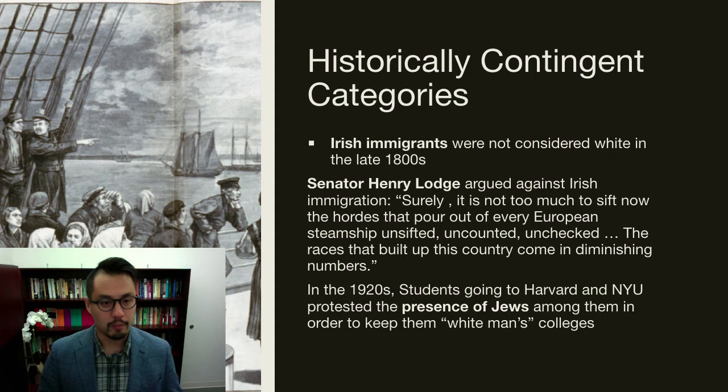So you can see that as Senator Henry Lodge was arguing against Irish immigration, he says, quote, "Surely it is not too much to sift now the hordes that pour out of every European steamship, unsifted, uncounted, unchecked. The races that build up this country come in diminishing numbers," end quote. So similarly, in the 1920s, we also have historical documents of many students going to Harvard and NYU, for instance, protesting the presence of Jewish people among them, right? In order to keep, quote, white men's colleges white, right? So racial categories are themselves historically and socially contingent and malleable.